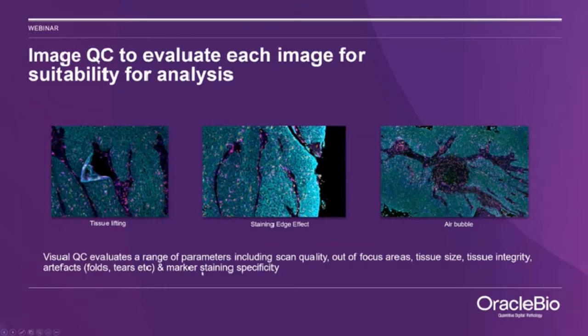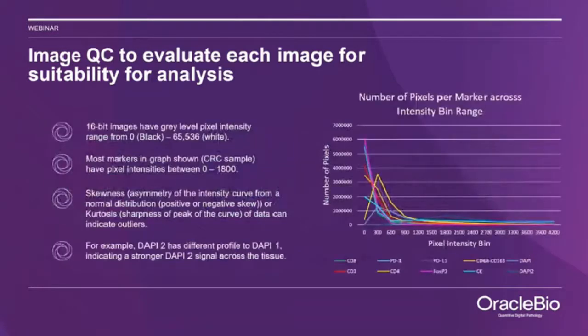Marker staining specificity can be quite challenging to assess in 8-plex images. Obviously, we've got 8 markers, and it can be even more challenging when you're working on a clinical study that may have 20, 50, 100 images, and you have to do that across a large set of images. One of the things we can do in this instance is export the number of pixels per marker across different intensity bin ranges per sample.